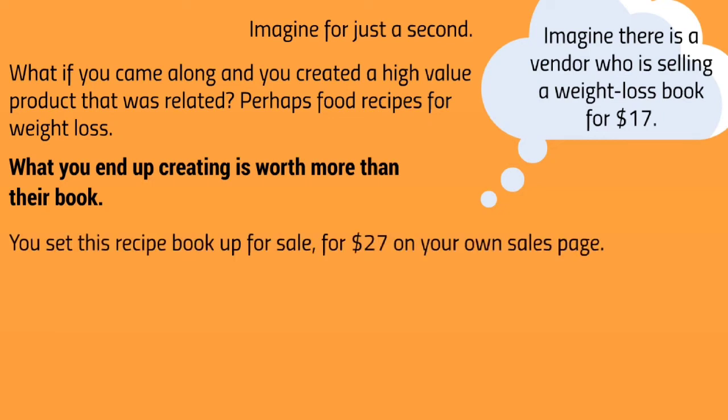So in this case, you can set the recipe book up for sale on an actual sales page for $27, when somebody is selling a $17 book or something lower. Basically, you want to make sure that your high value product is either double or a little bit more money than what they are selling. The reason being is that it's going to get the vendor to more likely say yes. Now, it's got to be realistic. If you're offering something of low value and just bumping up the price, that's not going to work anyways.